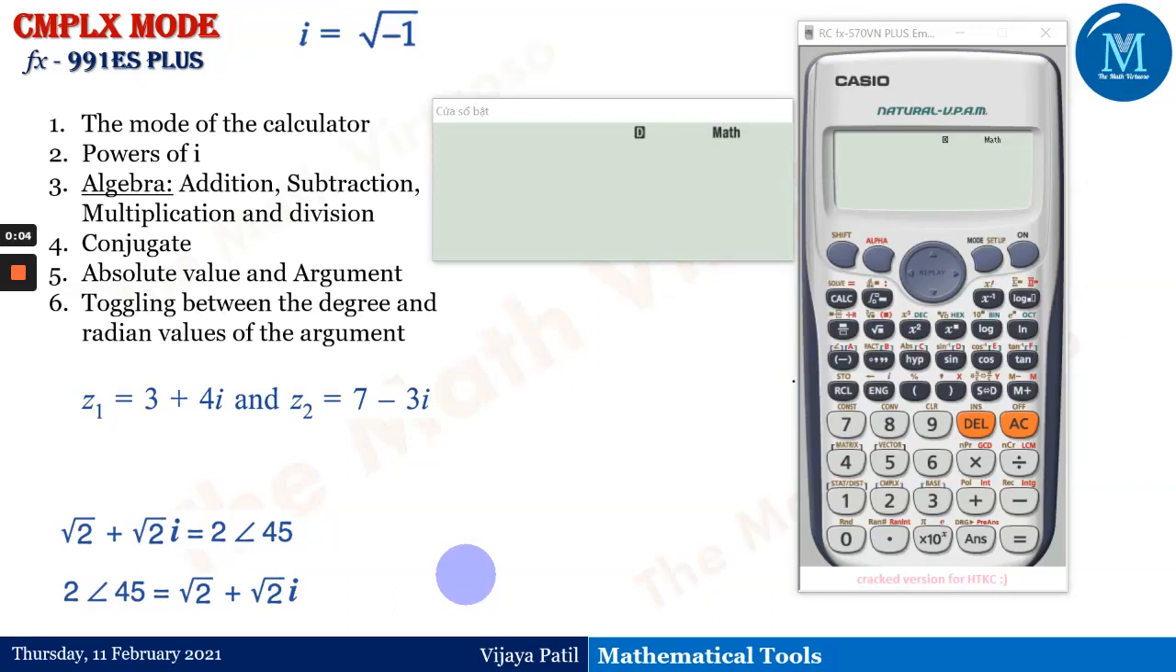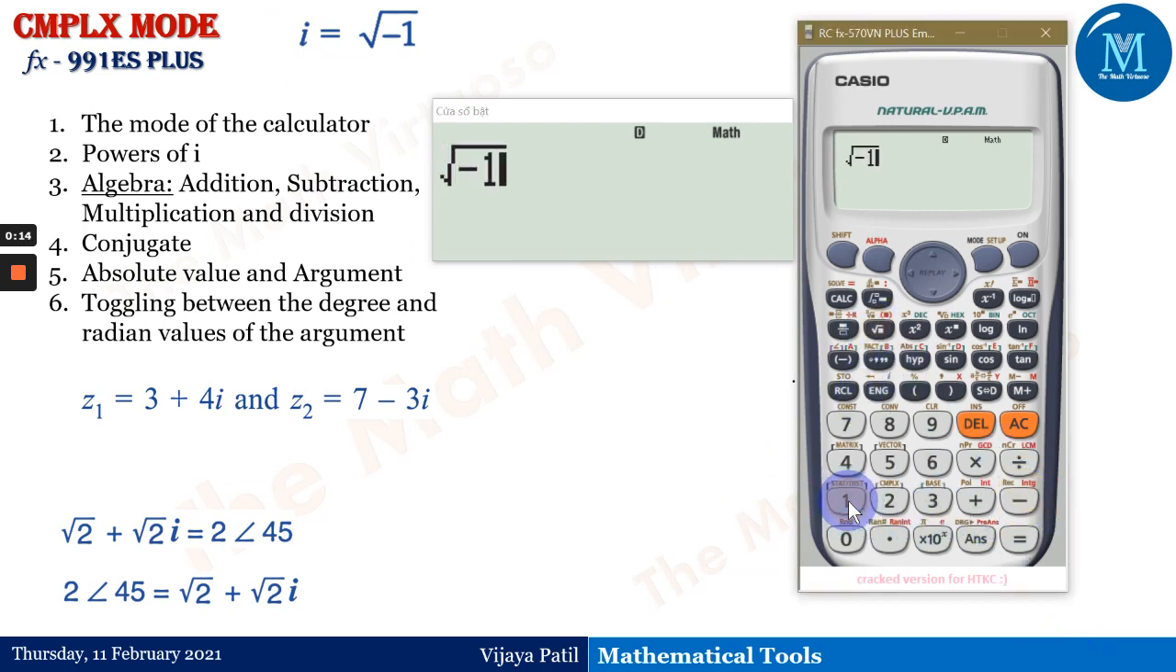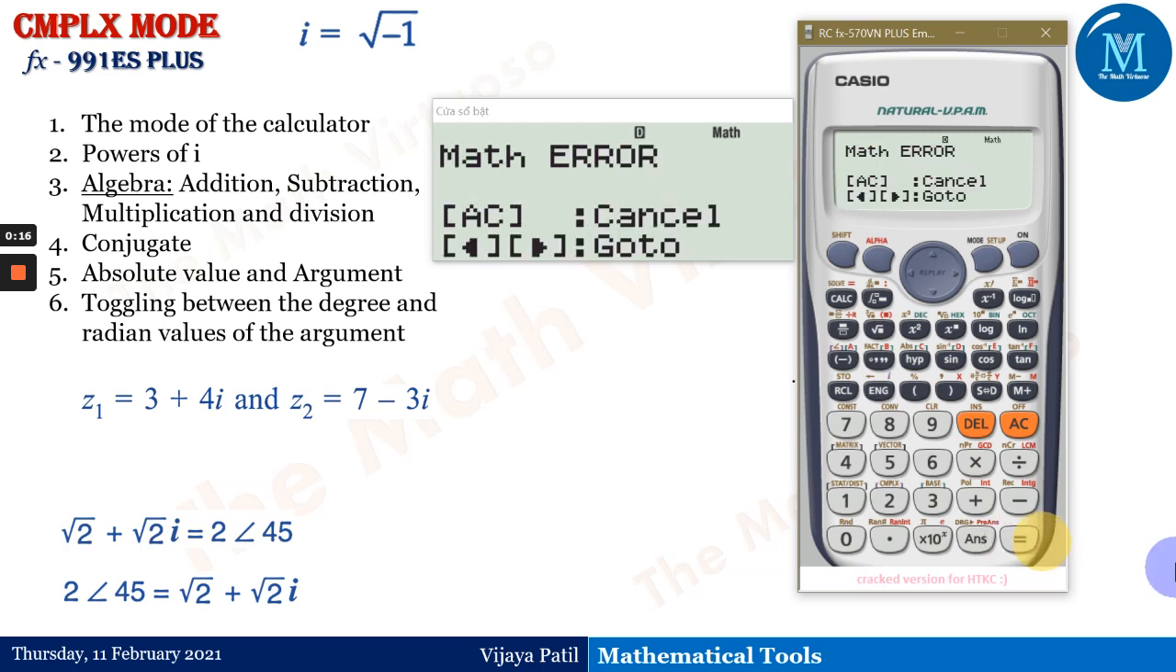Hello and namaste. Now on this calculator, if I wanted to find out the square root of minus 1, we know that the square root of minus 1 is equal to i. So let us go and find out the square root of minus 1. If you observe here, we have got a math error. What do you mean by math error?